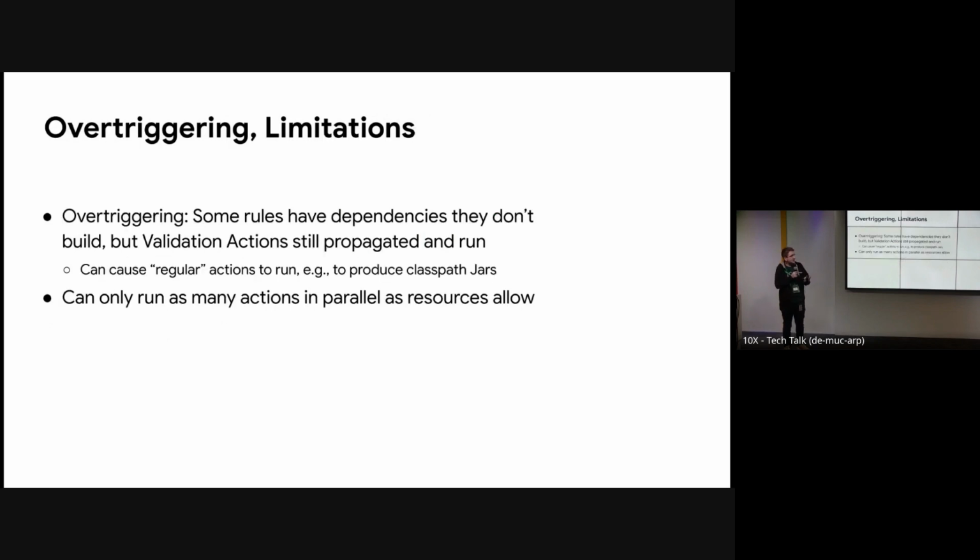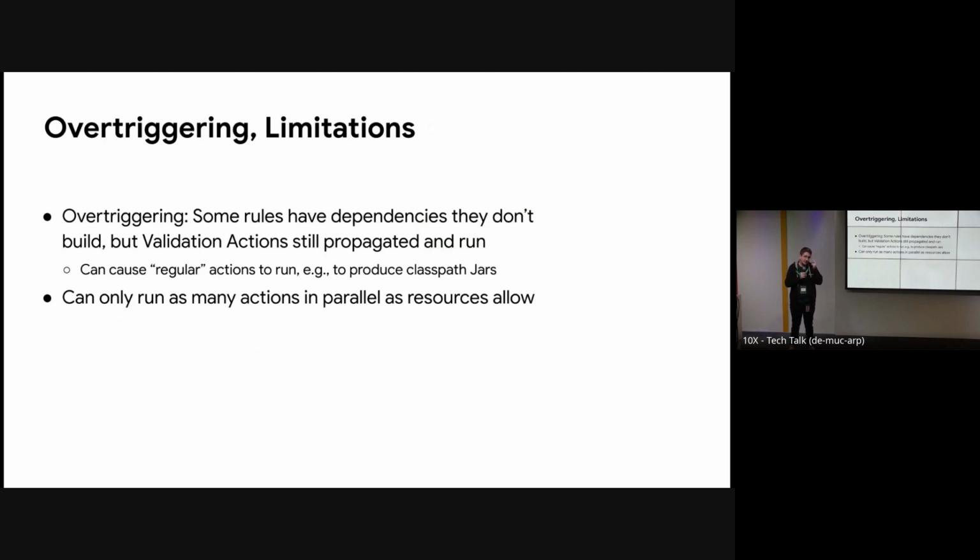So there are some limitations with this. One thing we observed internally is because Bazel wants to err on the side of caution with running validation actions, as you saw in the previous slide where you had the two output groups, all the validation actions are always going to be run if you touch any target that has a validation action in it, even if you don't actually use anything from that target.